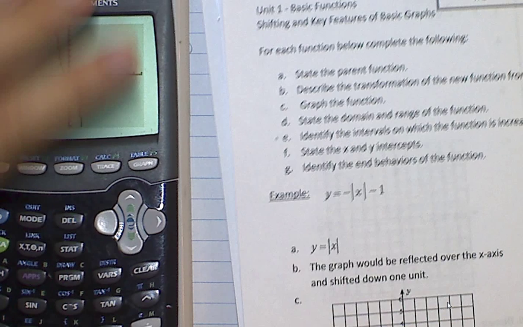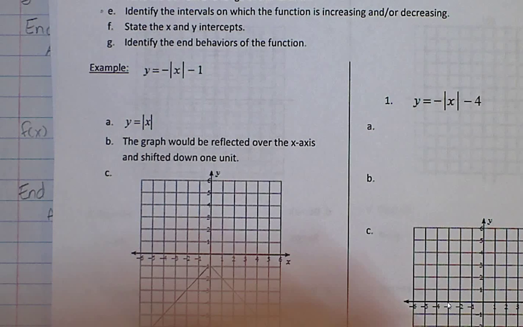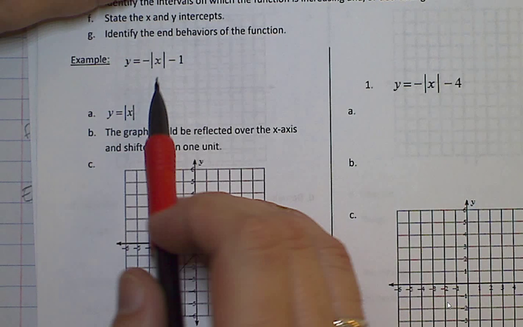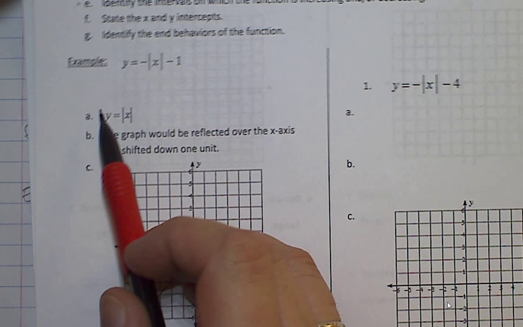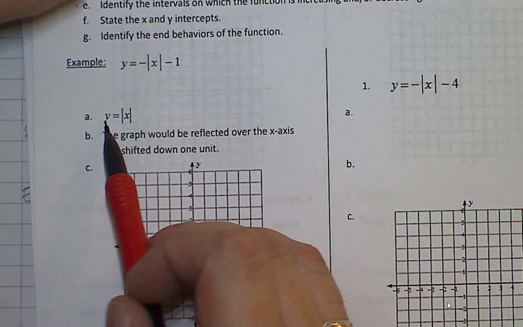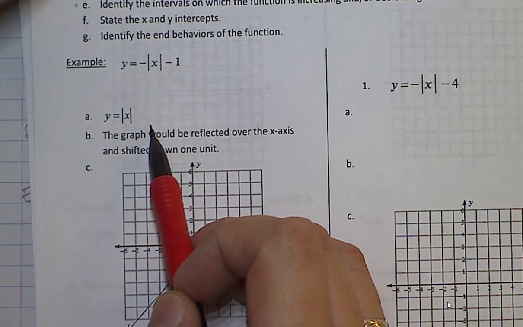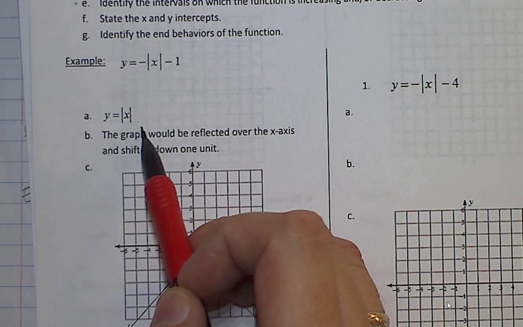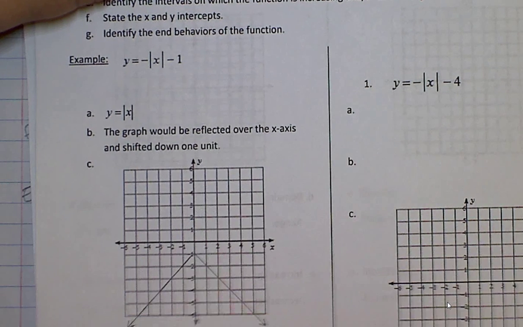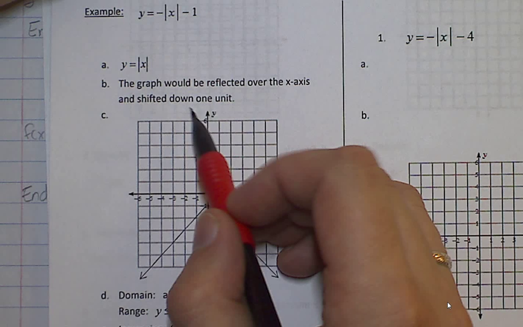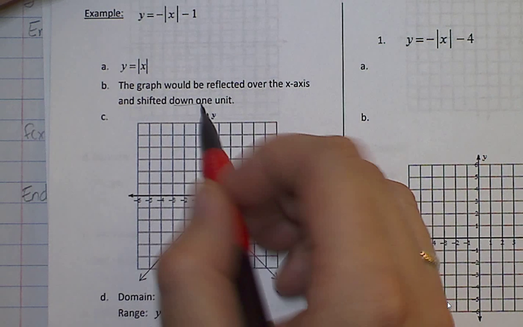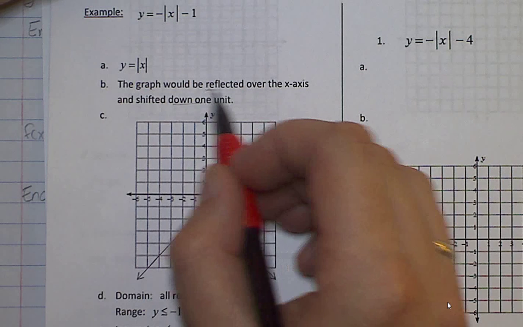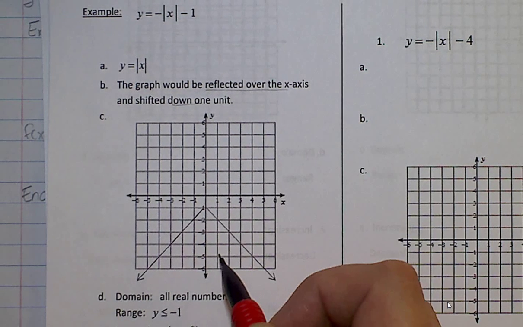the first example is already done for you. We have this function, negative absolute value of x minus 1. A, the parent function, is absolute value of x. Or you could just write absolute value function if you don't want to write the equation. Or you can write the equation if you don't want to write the words. Up to you. What's going to happen? It's going to be shifted down 1. So you don't have to write this whole sentence. You could just write down 1 and then reflect it over x-axis. And that would be enough. It doesn't have to be a complete sentence.